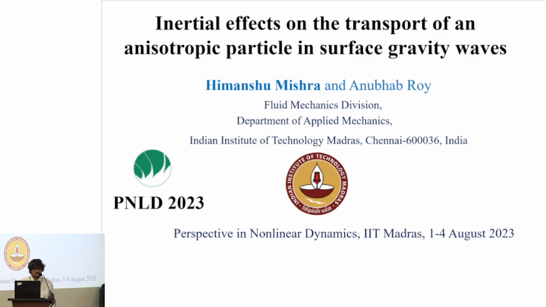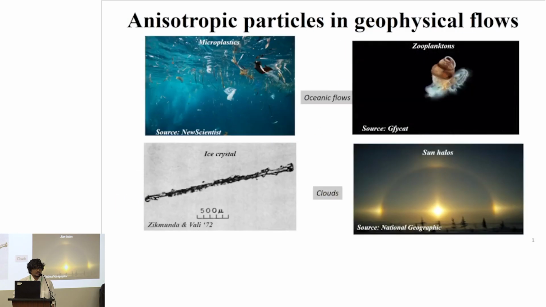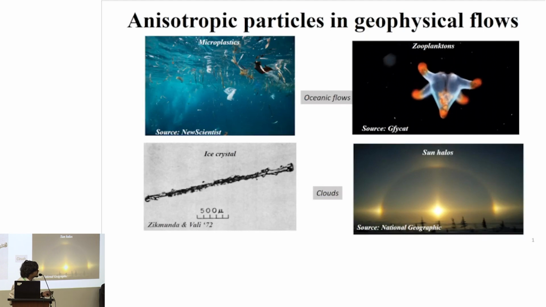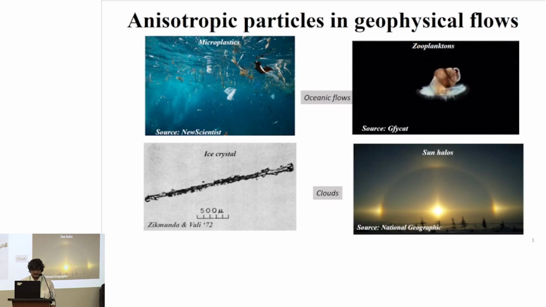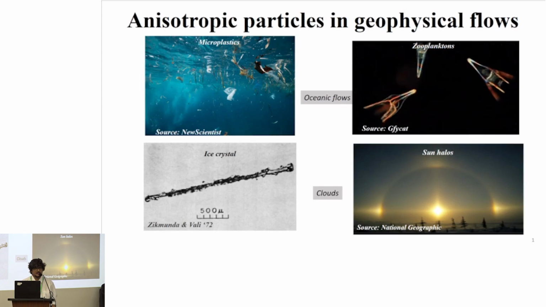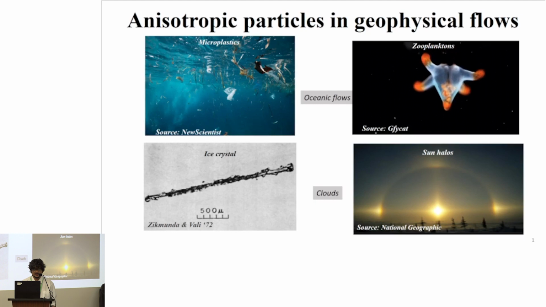And my talk is on the study of translation and orientation dynamics of an anisotropic particle in surface gravity waves. Anisotropic particles are abundant in nature. For example, in the top left figure, I am showing the various kinds of microplastics that are floating across the ocean. In the top right figure, I am showing zooplankton, which are commonly found in water bodies and are approximated as anisotropic particles.